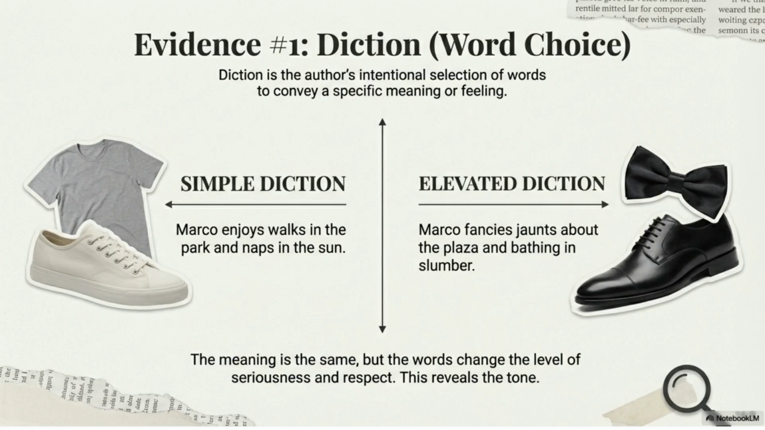Both sentences describe the same action, but simple diction uses plain, everyday words that create a casual, relaxed tone. Elevated diction uses more formal and sophisticated language, which creates a more serious or respectful tone. The author's intentional word choice reveals how they feel about the subject, proving that tone comes from how something is said, not just what is said.